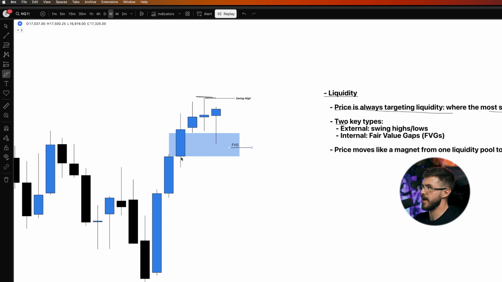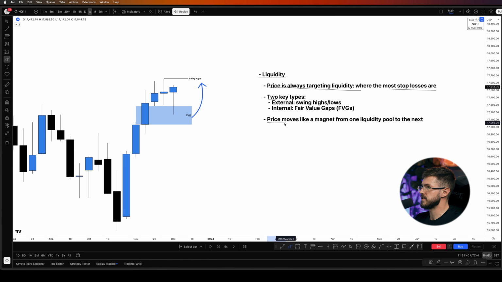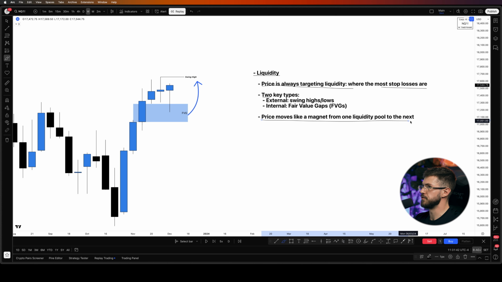If you don't know what a fair value gap is, it's just when we have a big candle, which creates a gap between the candle after its wick right here and the candle before its wick. This area is a fair value gap. Always remember that price moves like a magnet from one liquidity pool to the next. So it goes from IRL to ERL.